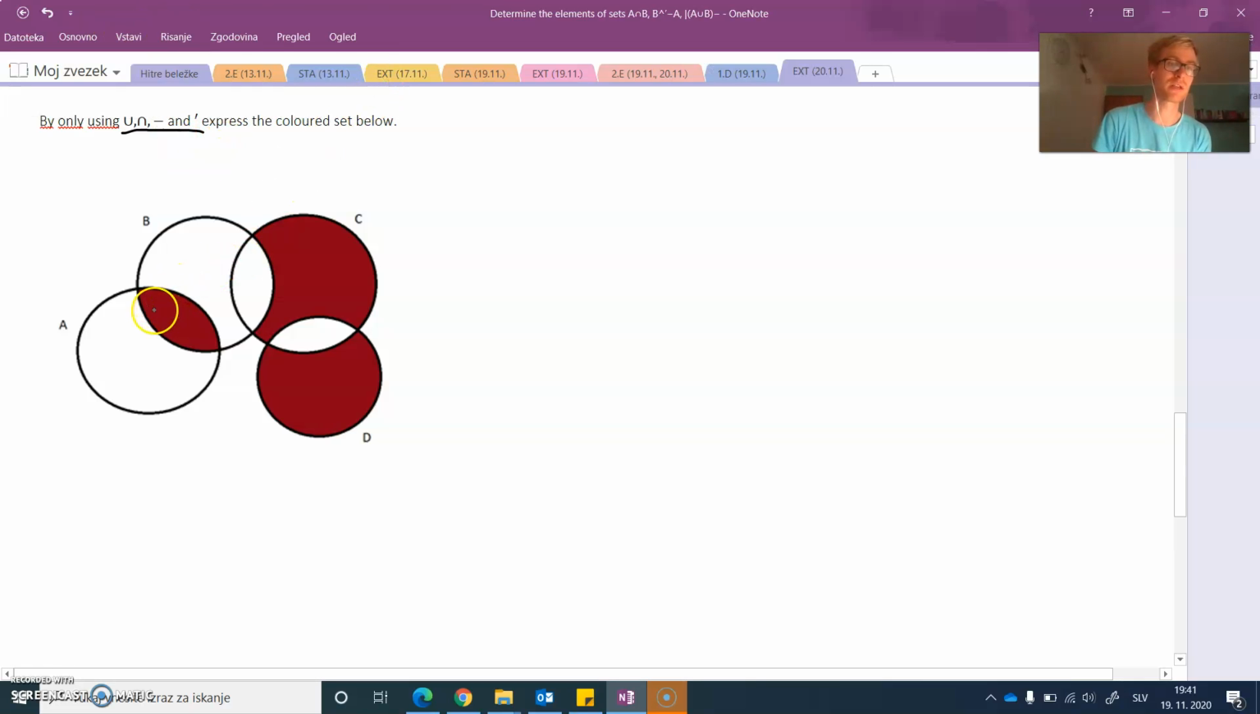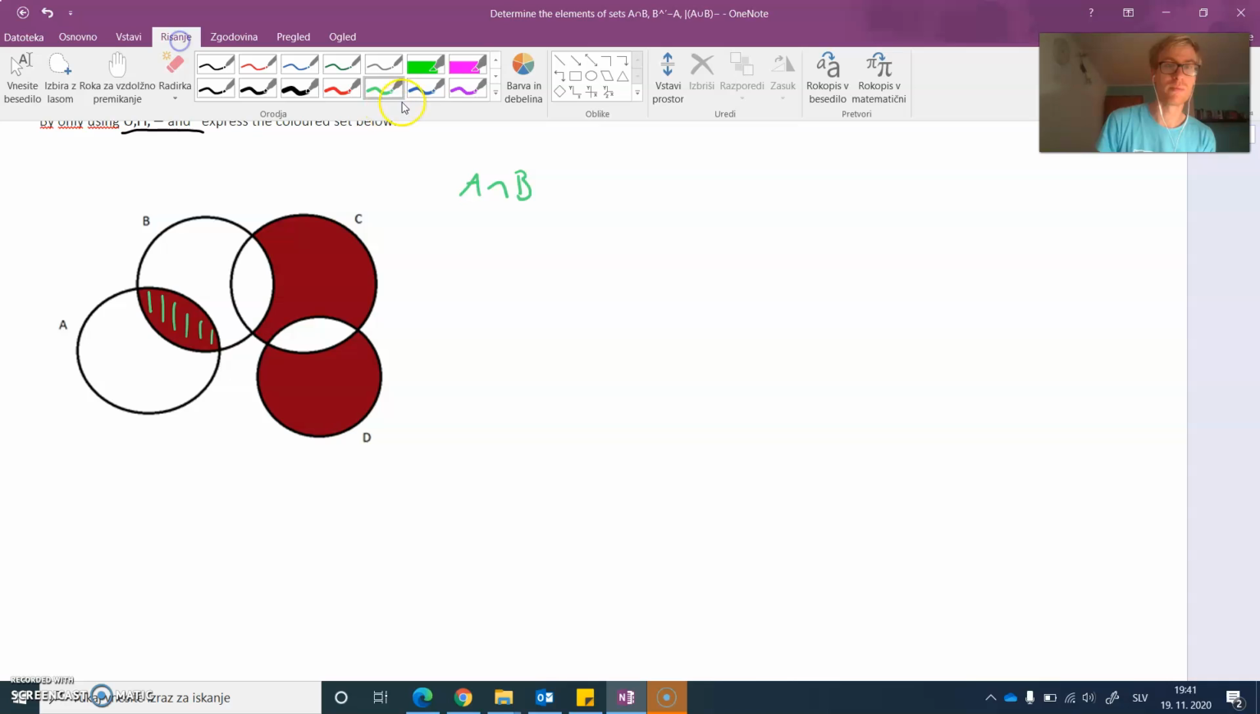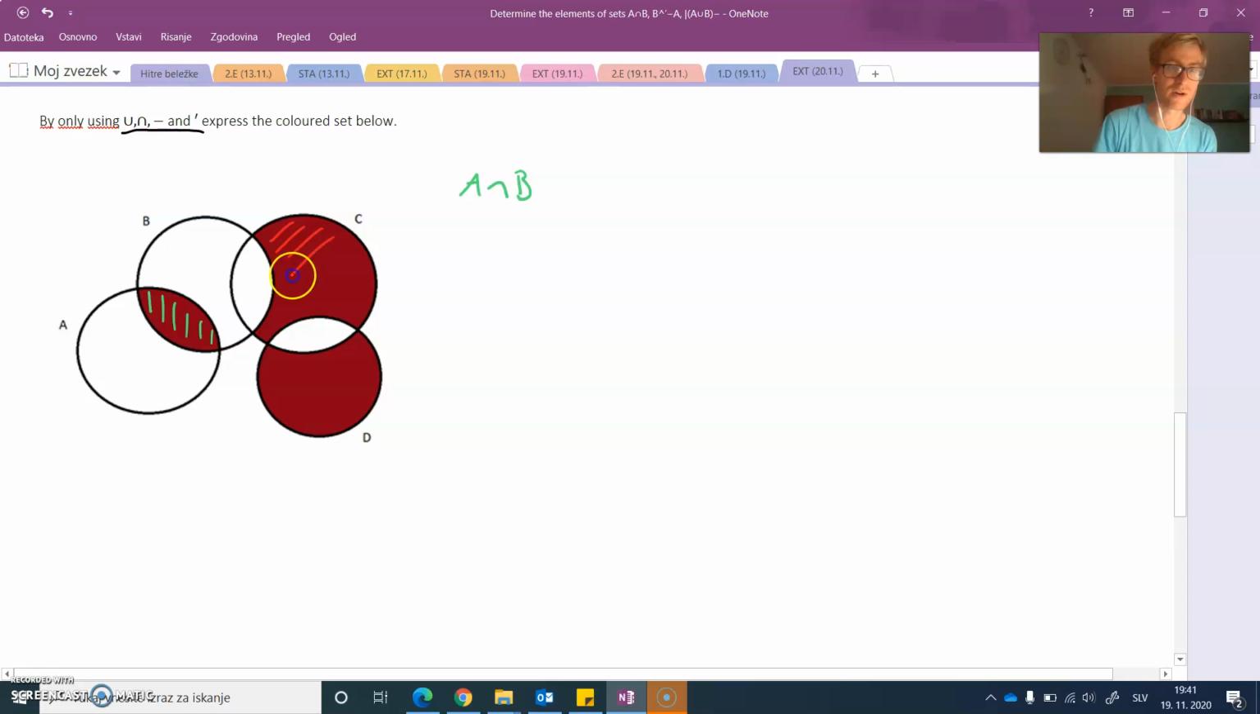Okay, let's try and do this. So first thing, maybe the green one here. You see, those are all the elements that A and B have in common. So this is A intersection B. The next one would be, let's say, yeah, okay, you can see it clearly. So this one here, you see the red elements, those are all elements that only C has. So basically C without, you see there's some B in and some D in. So I'm just gonna take that out. Not A, but I'm gonna take out B and D.